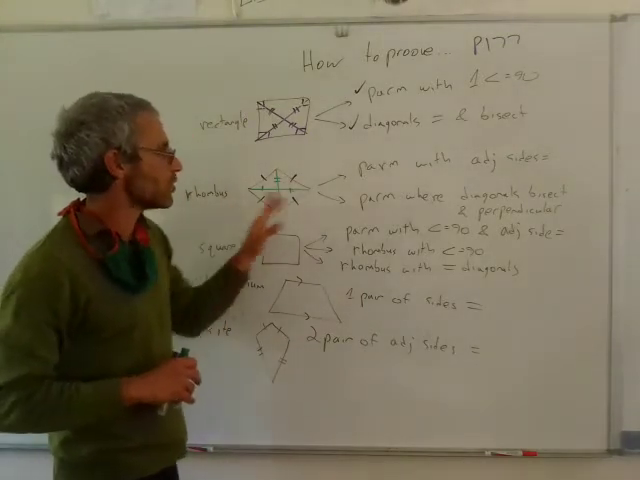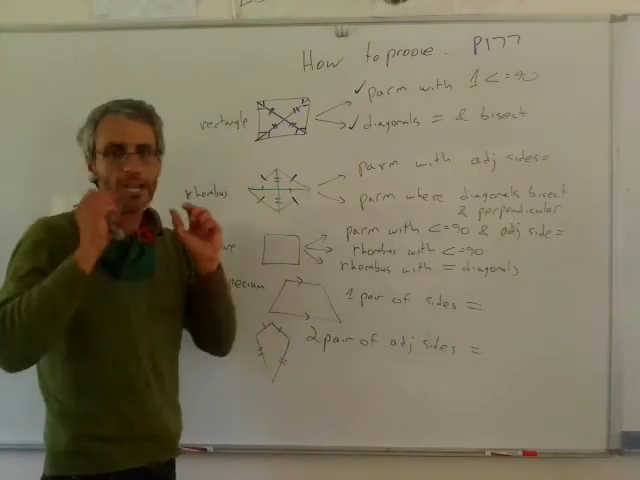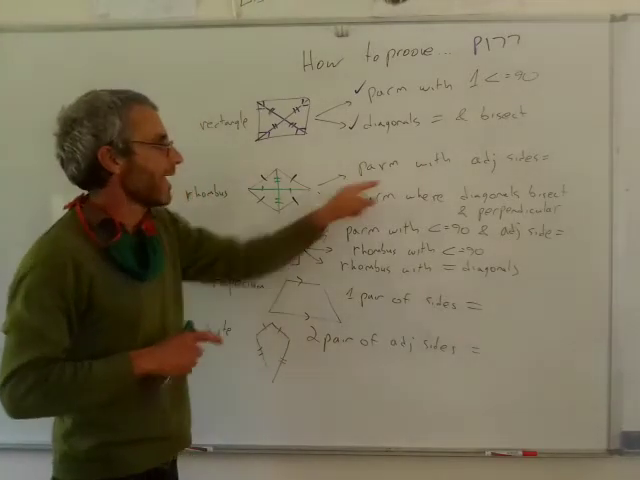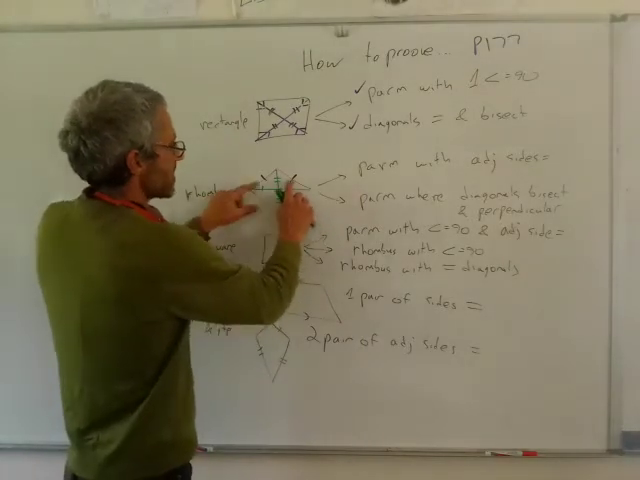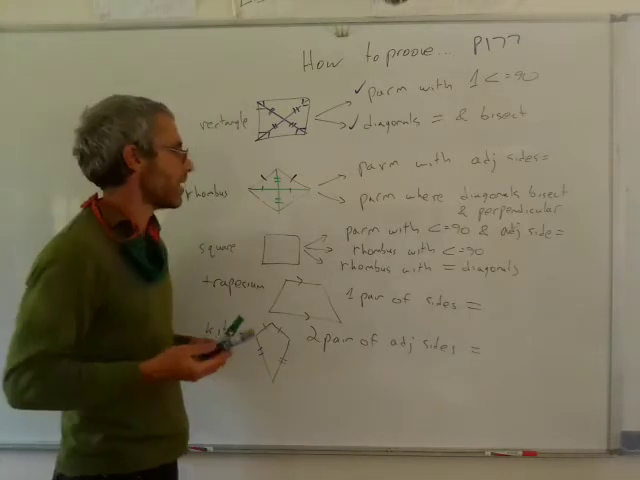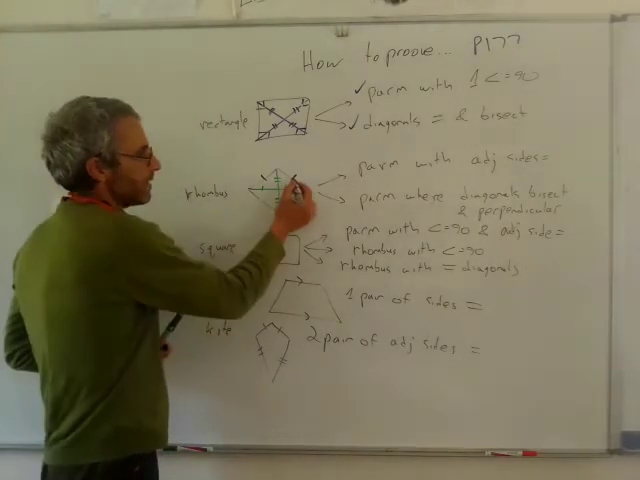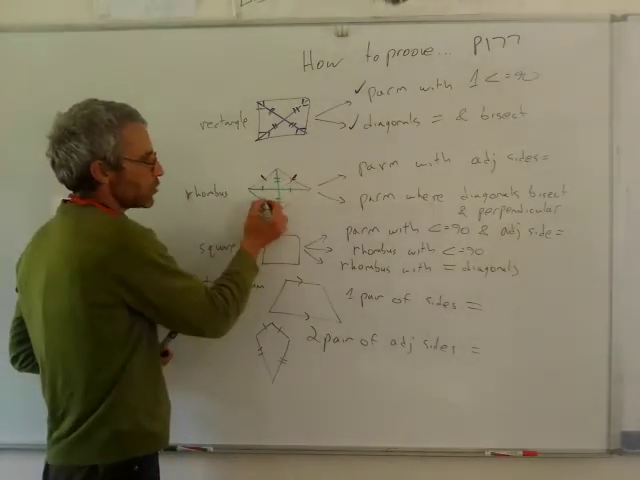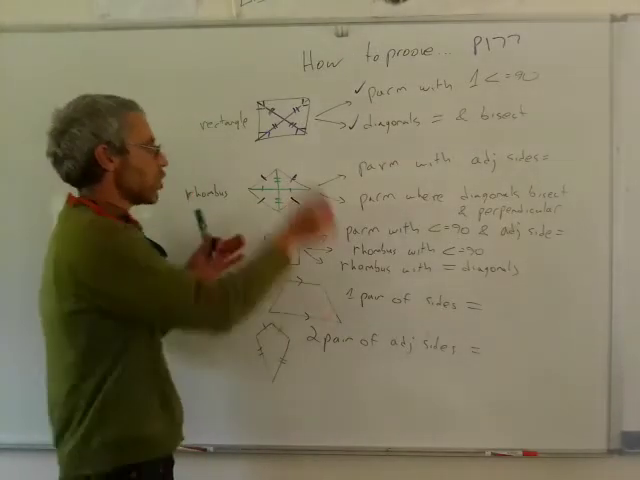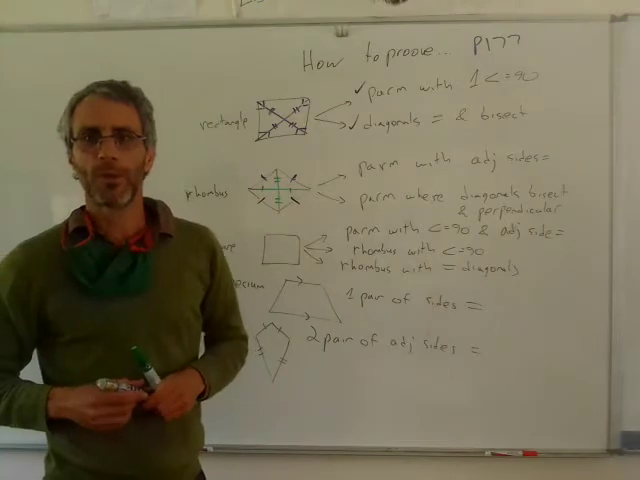Okay, a rhombus. How do I prove that a rhombus is a rhombus? So I need to show first of all that I've got a parallelogram. If I show that a pair of adjacent sides are equal, that will be a rhombus. Why? If those two are equal, those two also must be equal because they are opposite sides in the parallelogram. So all sides are equal, and therefore it's a rhombus.